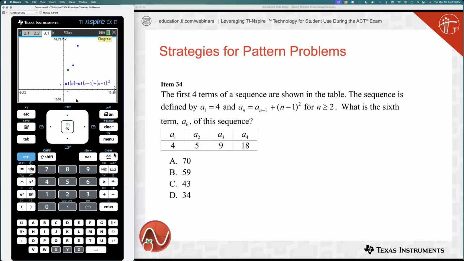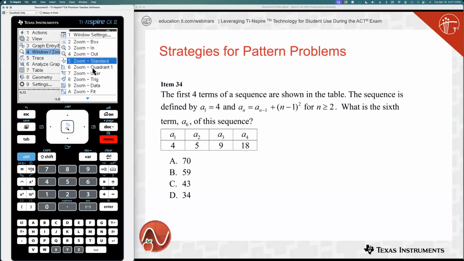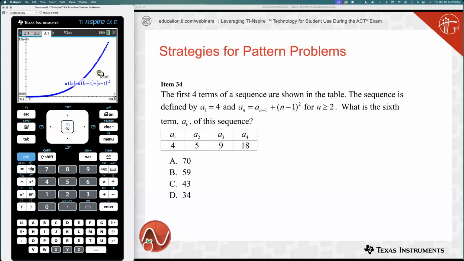Now, I don't have my students do this very often, but I do have my students do window zoom fit for sequences because that's the window I get. Especially in a time situation. Yeah, but I was expecting a quadratic. There's a quadratic. I have a beautiful view right there.